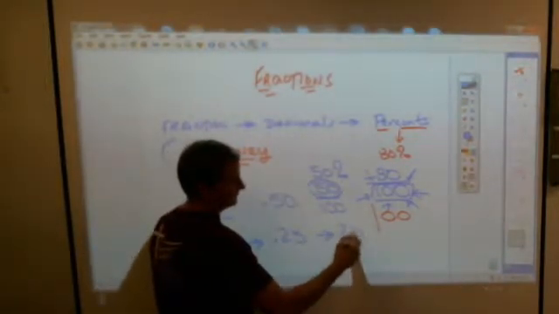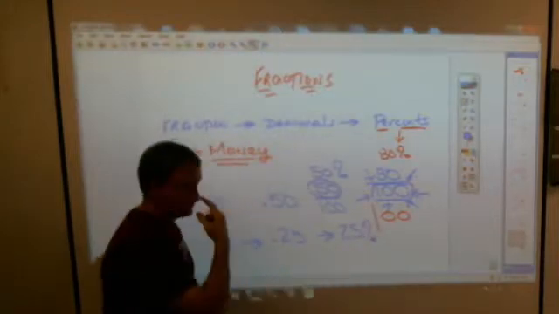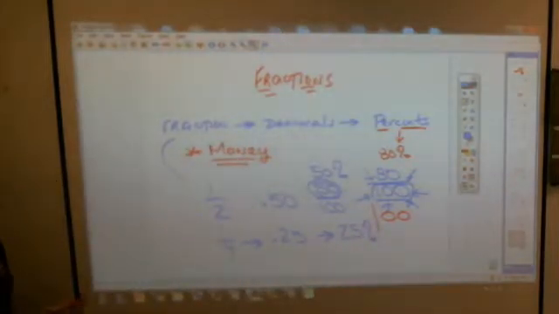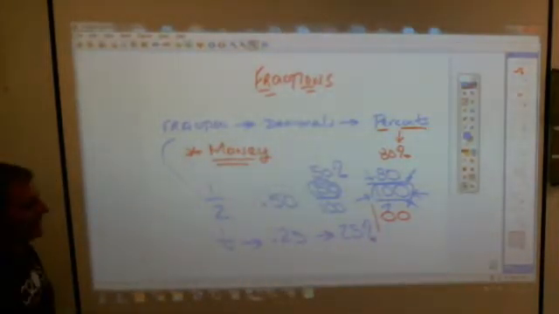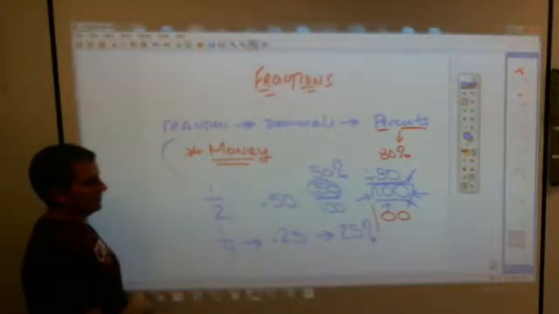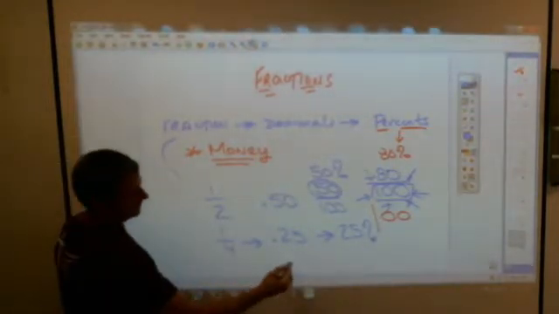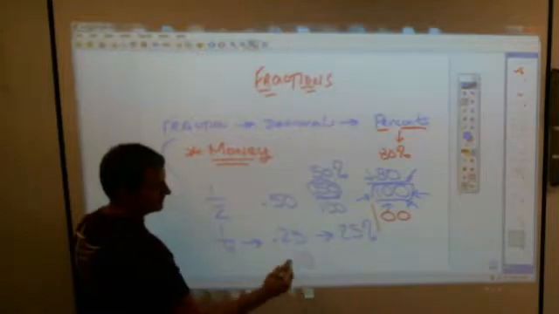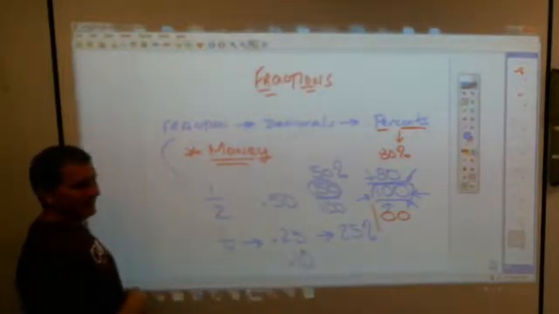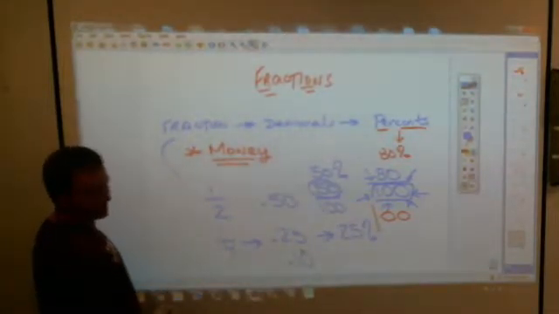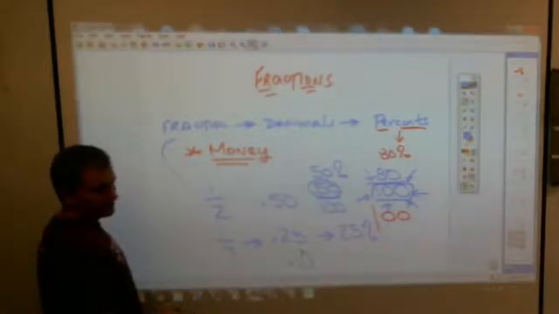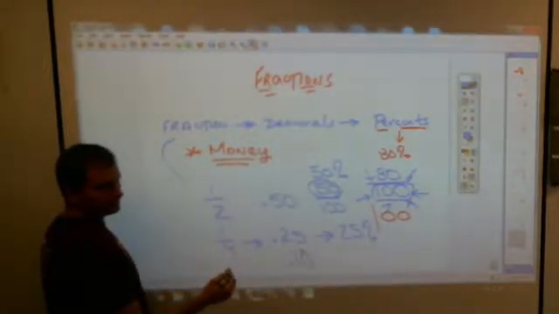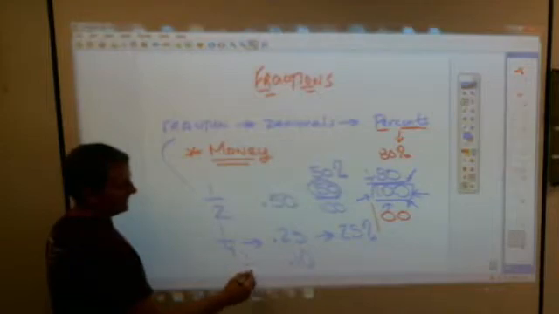25%. Other things we work with in money, a dime. A dime is what fraction of a dollar? Here, let's put a dime; we know it is 10 cents. How many dimes does it take to make a dollar, Colton? How many dimes in a dollar? 10. So a dime is 1/10 of a dollar.